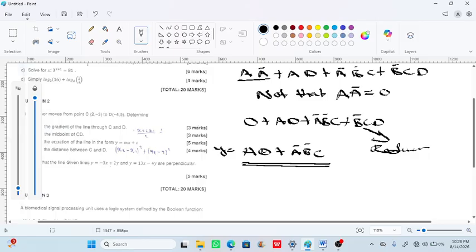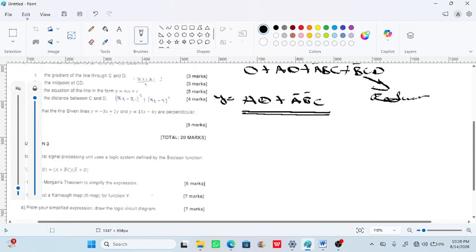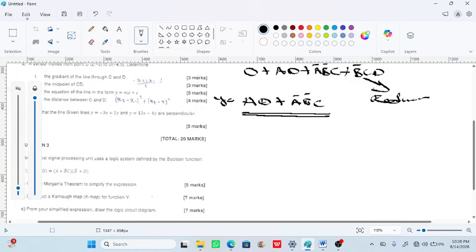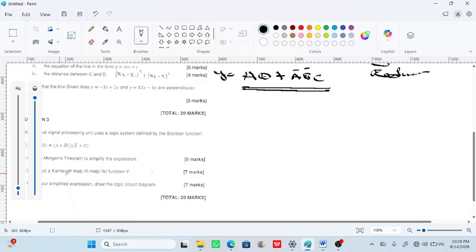So question B reads: construct, using K-maps, the function y. Construct what we have solved using the K-map. How many inputs do we have?